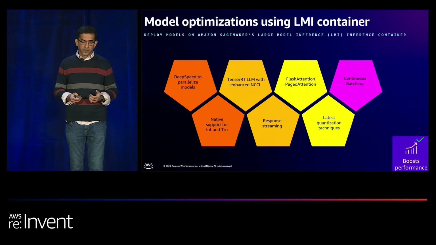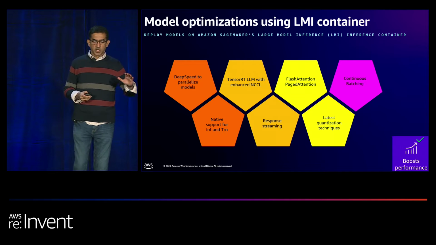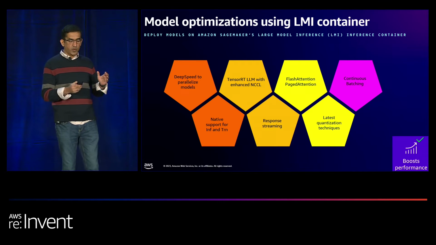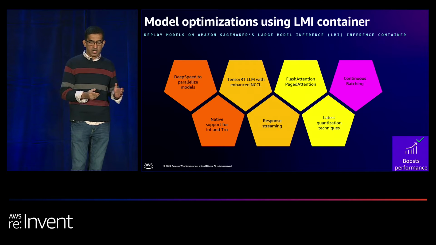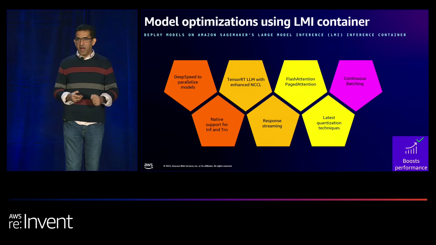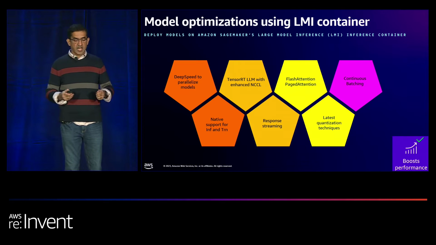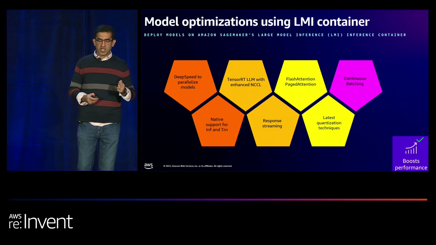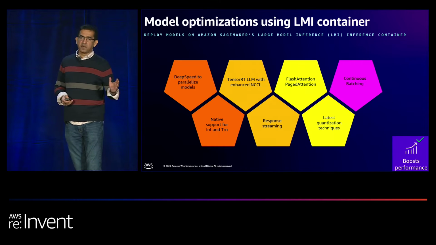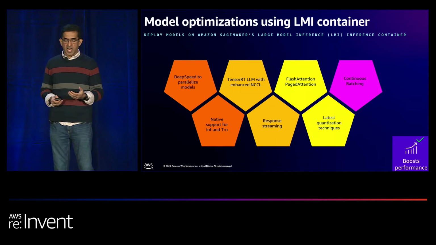So SageMaker packages all the goodness of the state-of-the-art optimization techniques into a single container, the large model inference container, or the LMI container. This container is packed with libraries and tools that can help you automatically optimize and deploy your models to achieve best price performance. Here are some of the latest goodies that are packed into the LMI container.